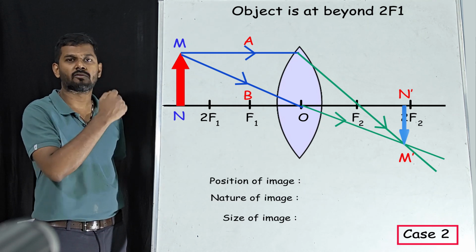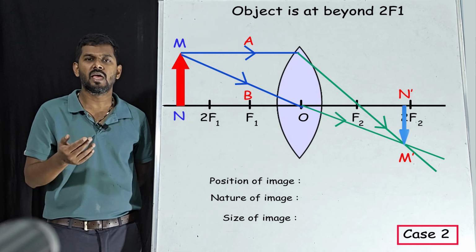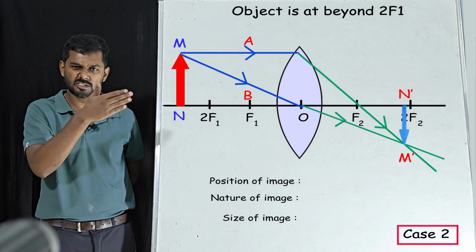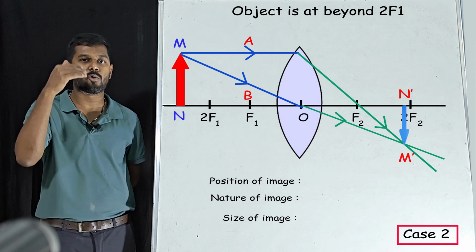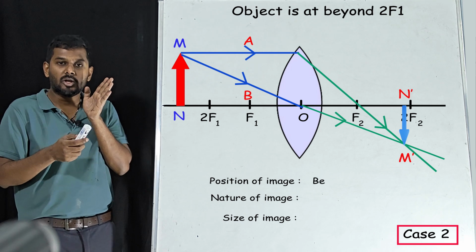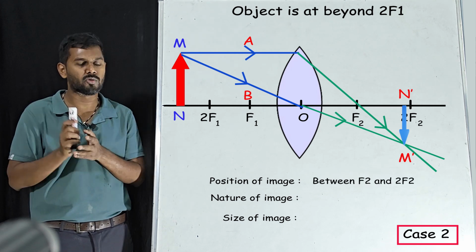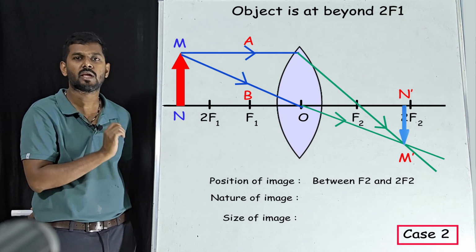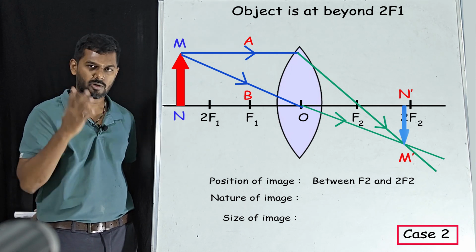So first, position of the image. Where is the position? Here we cannot say it is just below f2 or above f2, or below 2f2 or above 2f2. It is between f2 and 2f2. It is between f2 and 2f2. So you can write it like that only. So position of the image is between f2 and 2f2.